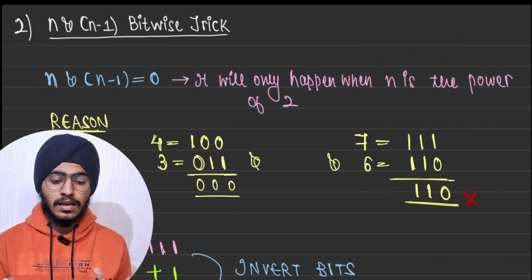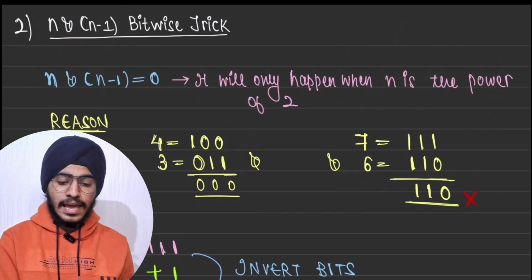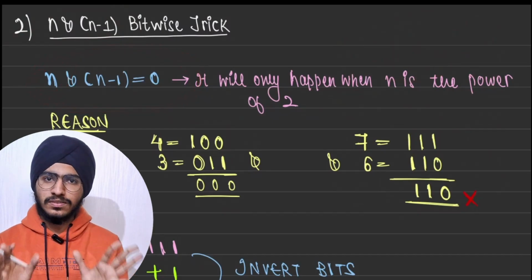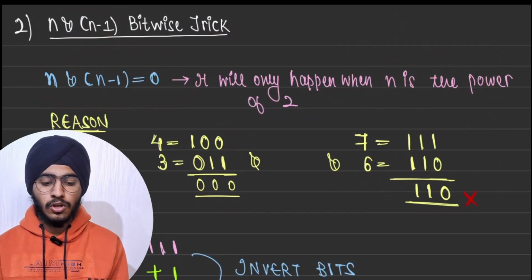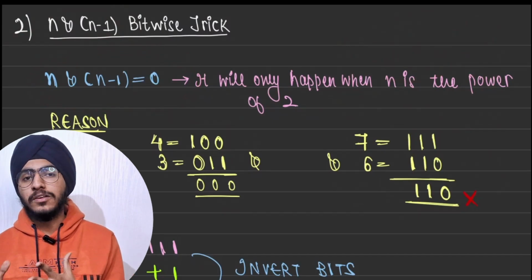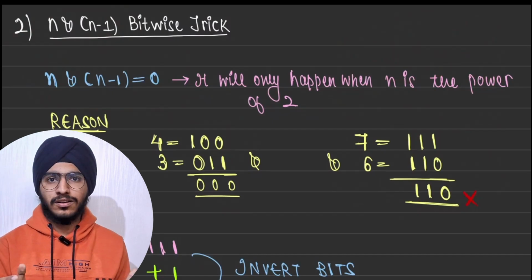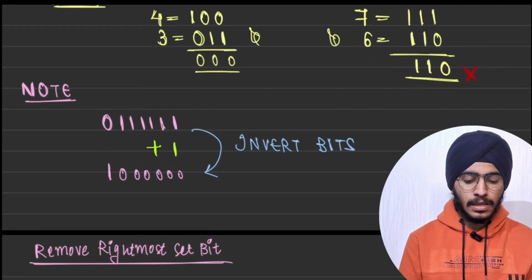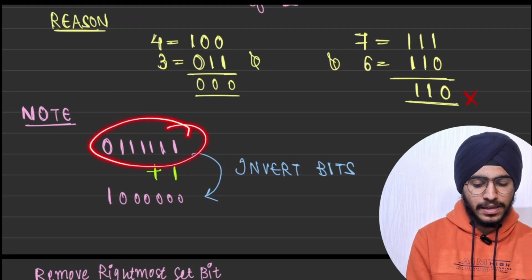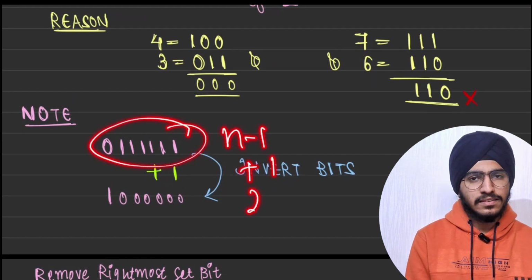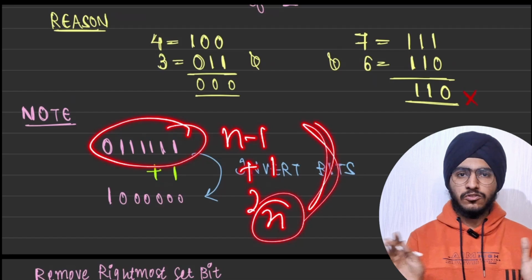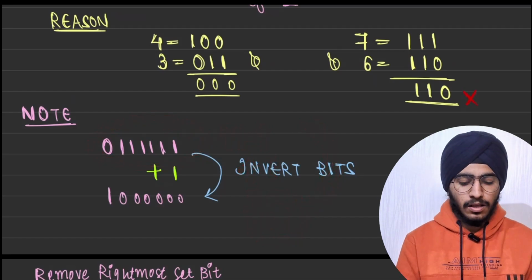So we will say that whenever n is a power of 2, n and n minus 1 is equal to 0. Otherwise it will not be 0. This can help us to easily identify whether n is a power of 2 or not, right? I have already told you, if I give you n minus 1 and I do plus 1, that is n. It's just inverting the bits only, nothing more than that.